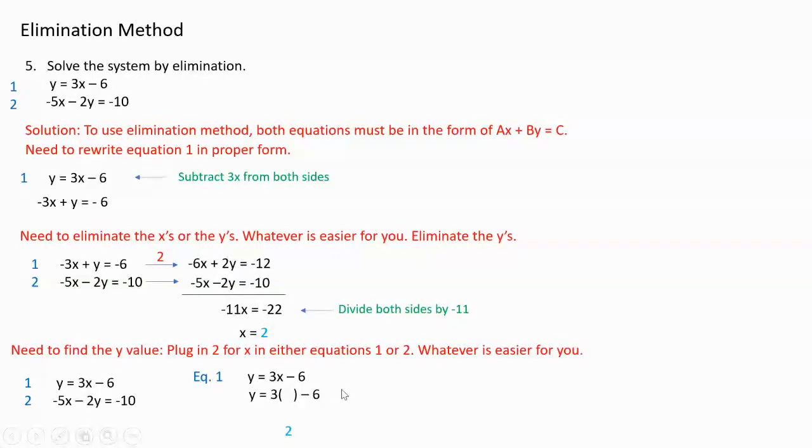So I'm going to plug in 2 for the x's. So 6 minus 6 will give us 0. So my solution is (2, 0).